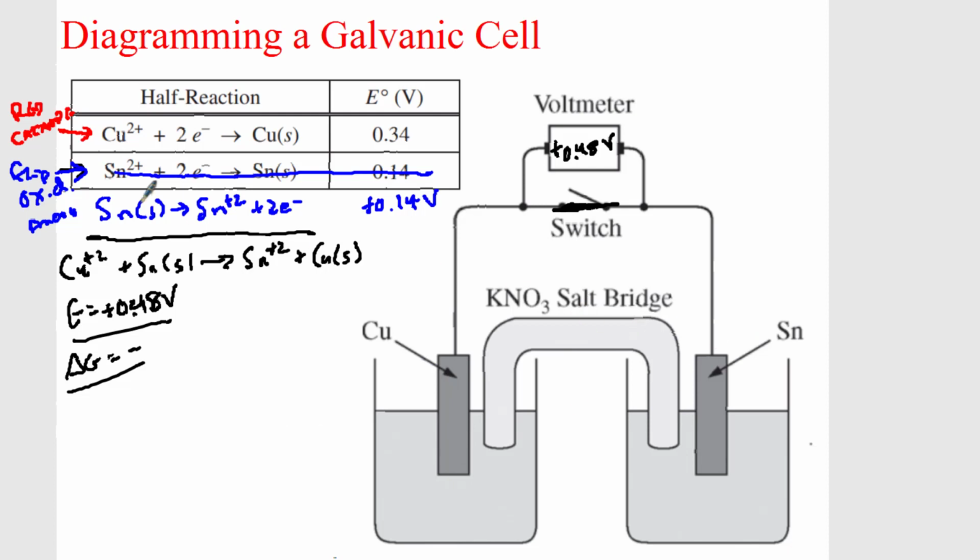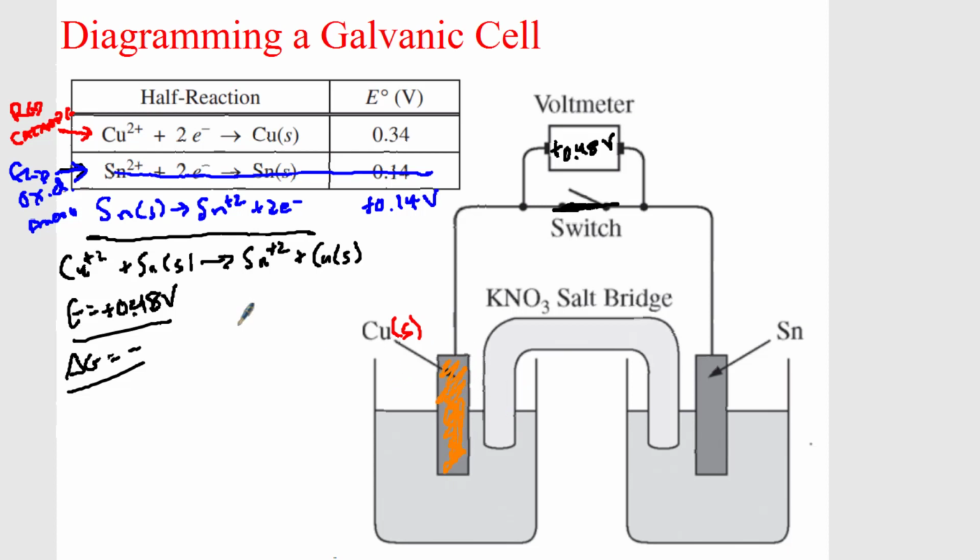So let's diagram what's actually going to happen here. Let's start with my reduction side, which is the copper electrode. This is copper solid right here, a copper electrode. And you know what copper looks like? Copper is kind of a brown color. So we have a copper electrode right here.